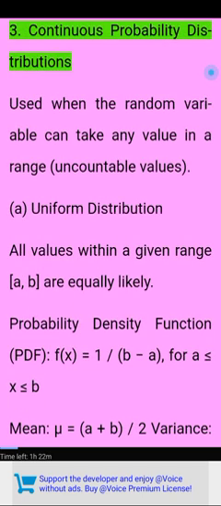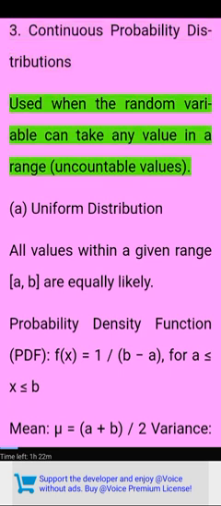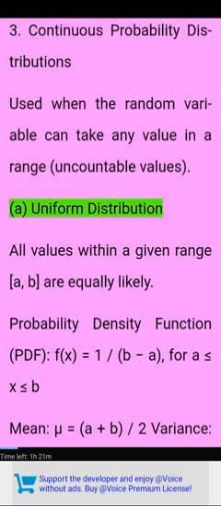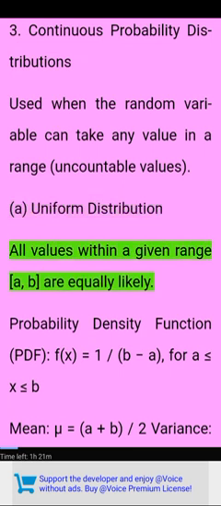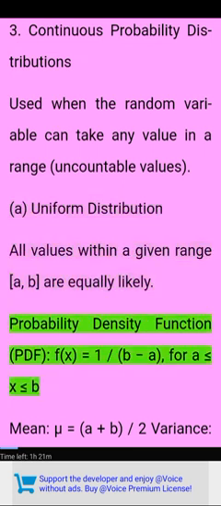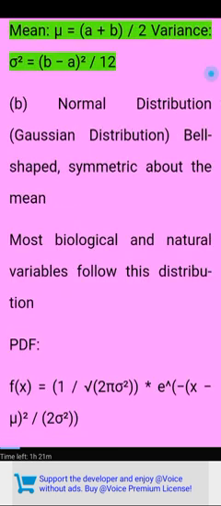3. Continuous probability distributions. Used when the random variable can take any value in a range (uncountable values). A. Uniform distribution. All values within a given range [a, b] are equally likely. Probability density function: f(x) equals 1 divided by (b minus a), for a less than or equal to x less than or equal to b. Mean mu equals (a plus b) divided by 2, variance sigma squared equals (b minus a) squared divided by 12.